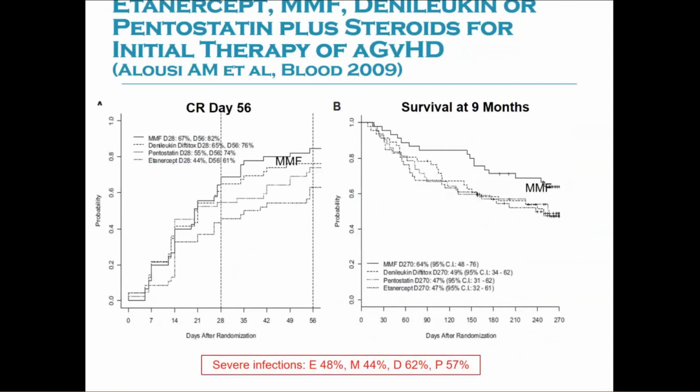In another study published by Alousi et al. in Blood 2009, steroids were combined with either etanercept, MMF, denileukin, or pentostatin, and there was no advantage seen in the complete response rate, as you can see here, and in the survival at 9 months, but importantly, there was a high rate of infections, mostly seen in the denileukin, pentostatin and etanercept group.